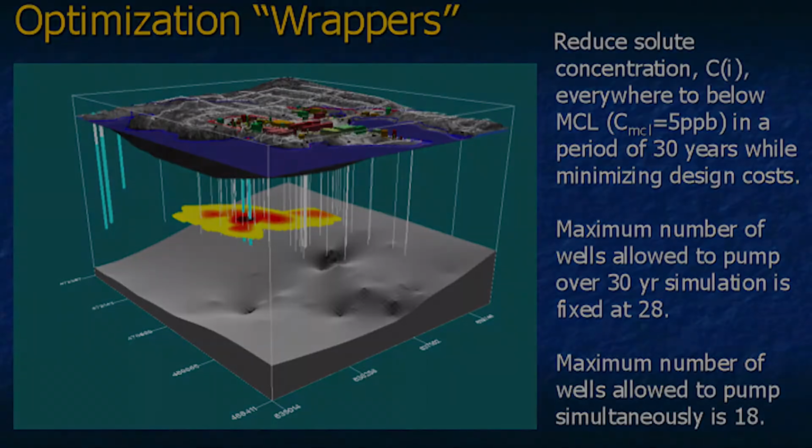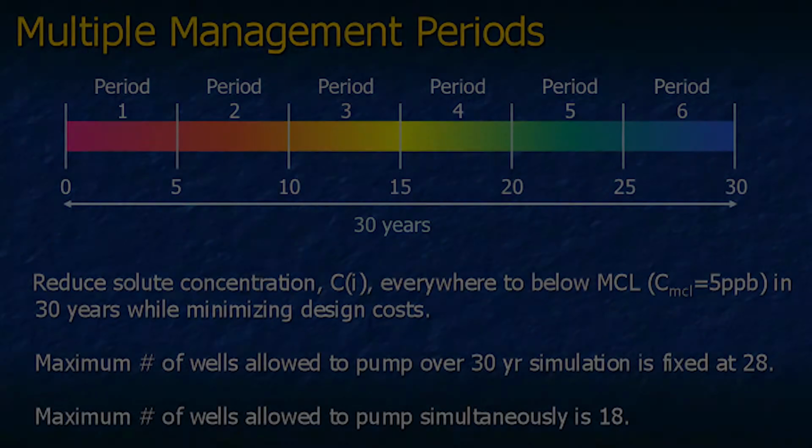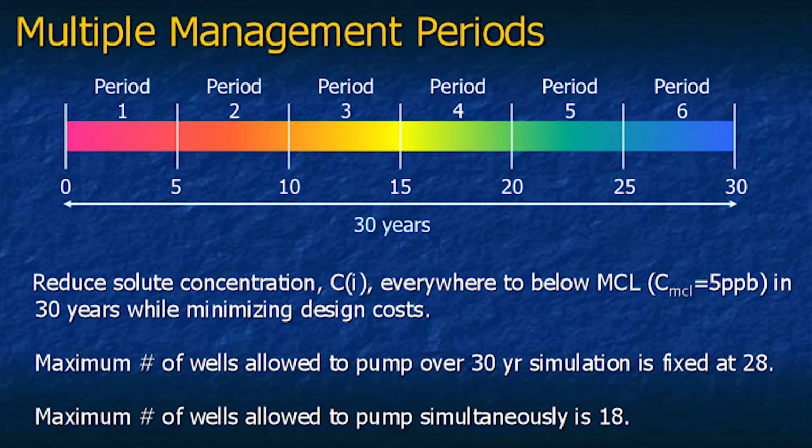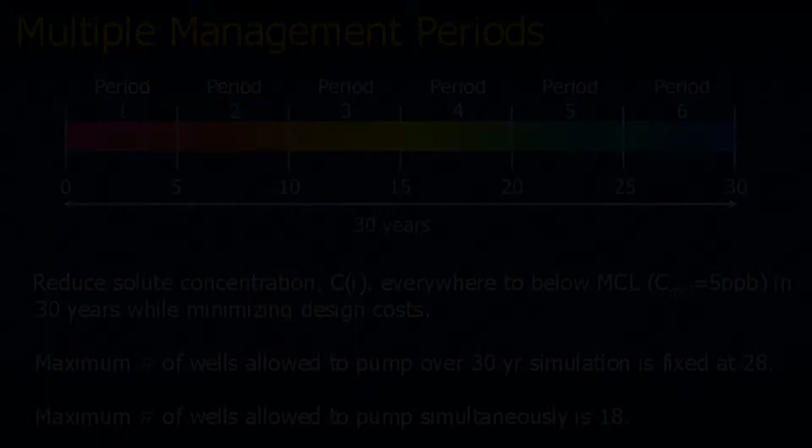So we ran the simulations again and gave them back another solution, and I thought, well, this is a little confusing. If I can only put 28 wells in over the 30 years, and I can only pump 18 of them at any one time, we have a problem. So we developed this thing called multiple management periods. Every 5 years, I'm allowed to change the well configurations. So in this particular scenario, I would put in 28 wells perhaps over the whole 30-year period, but we'd only pump a maximum of 18 of them at any one particular time.